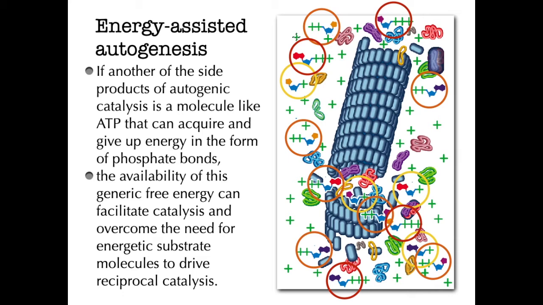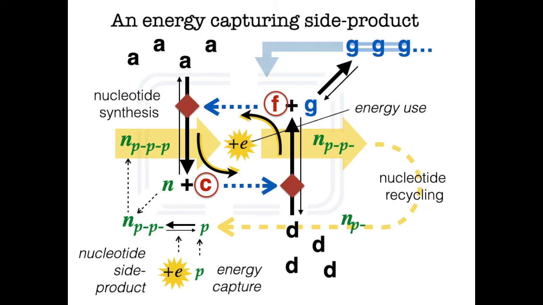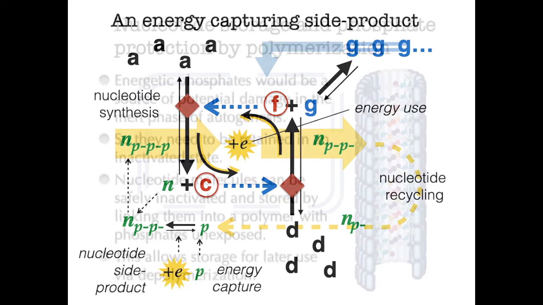If another of the side products produced by autocatalytic processes in autogenesis is a molecule like ATP that can acquire and give up energy in the form of phosphate bonds, the availability of this generic free energy could facilitate catalysis, speed it up, make it more efficient, and overcome the need for energetic substrate molecules in its environment to actually drive the reciprocal catalysis. As a result, energy-assisted autogenesis should outcompete and outperform spontaneous autogenesis, and it should therefore be favored by natural selection. This diagrams an autogenic reaction network that generates energy-capturing nucleotide molecules, N, that transfer their energy to the process of catalysis. This will allow a wider variety of potential substrate molecules to become useful.